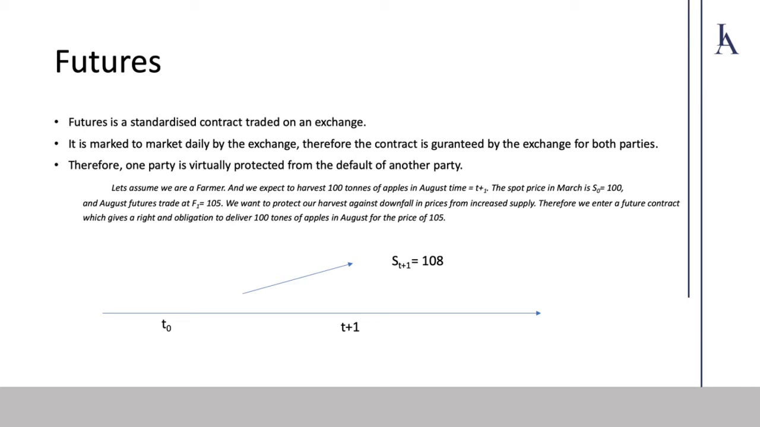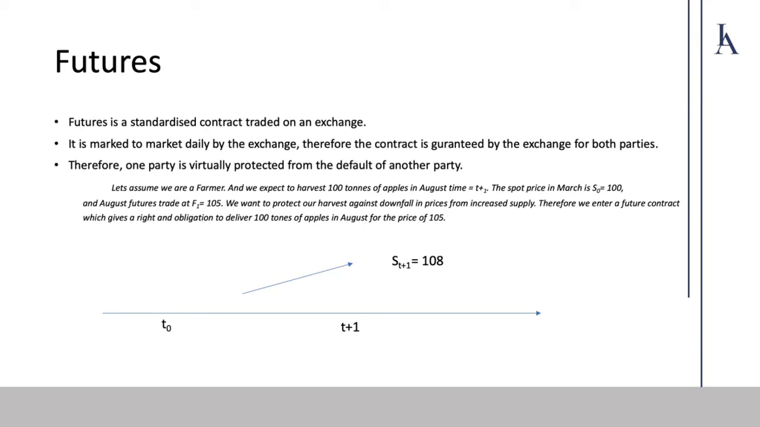Let's assume we're a farmer and we expect to harvest 100 tons of apples in August. And it's March right now and the price for apples is 100. We expect to harvest 100 tons, which means that we will have a long position in apples in August. The spot price in March is 100. We expect the market for apples this year to be very good. A lot of harvest. Hence, the prices will drop according to the basic economic laws. When there is a lot of supply, the prices will go down.